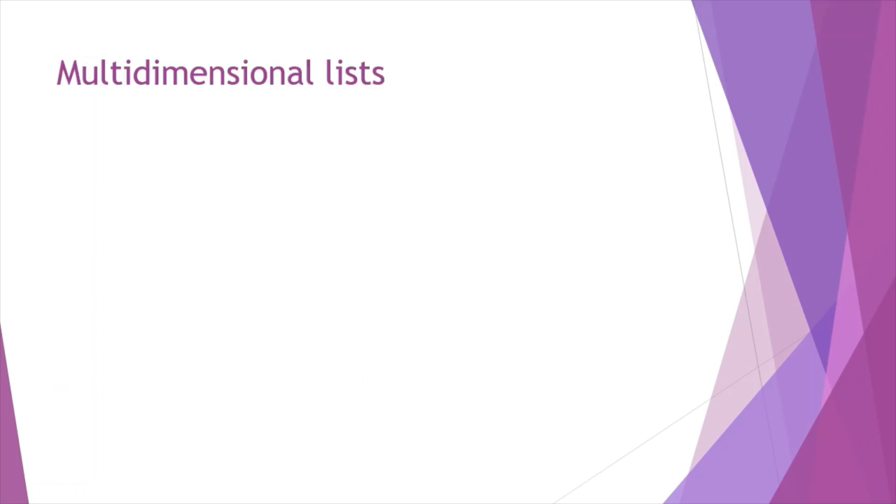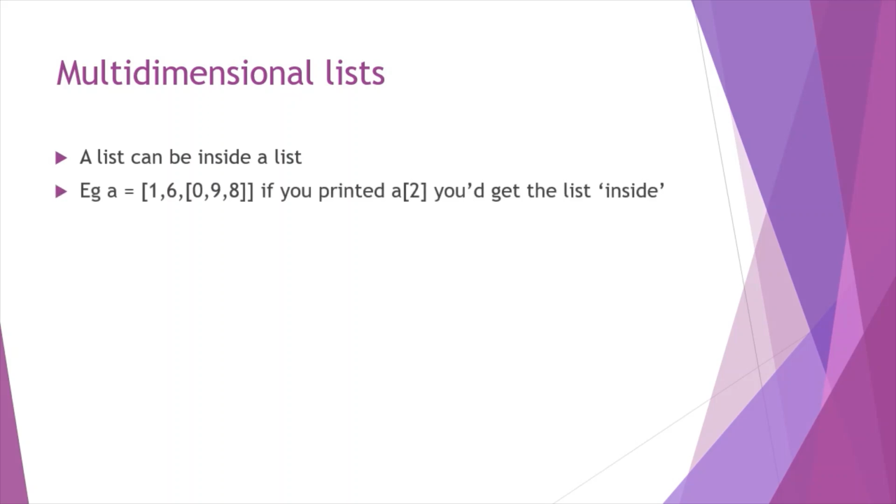So a little bit about multi-dimensional lists. I'm surprised this came up in this module actually, but the practice tests seem to be wanting you to know this. A list can be inside a list. As you can see, we've got a multi-dimensional list here. We've got 1, 6, and then another list with 0, 9, and 8. If you printed A[2], which is this 0, 9, and 8, you'd get the list inside.